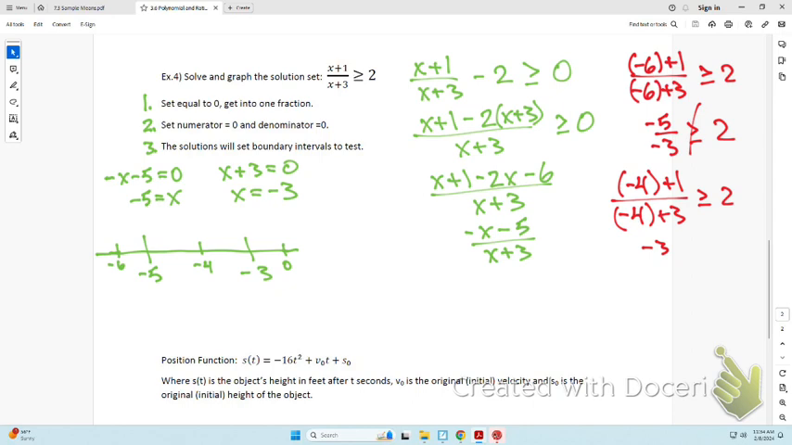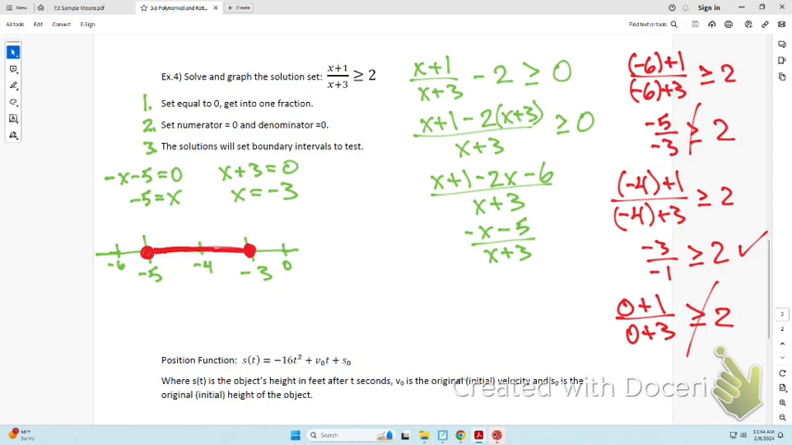We get negative 3 over negative 1. And that does check out. Negative 3 divided by negative 1 is positive 3. So there's an answer. I bet 0 won't work. Let's try it. 0 plus 1 over 0 plus 3. Yeah, 1/3 is not greater than 2. Not that zone. It does say or equals, so let's make solid dots.